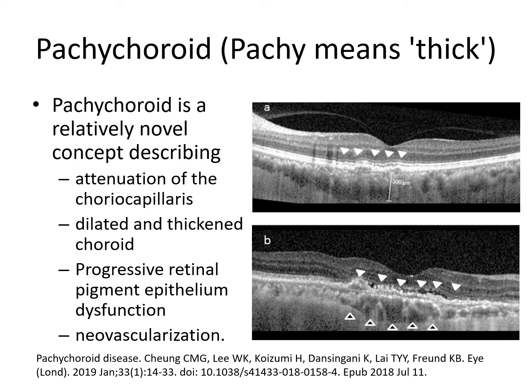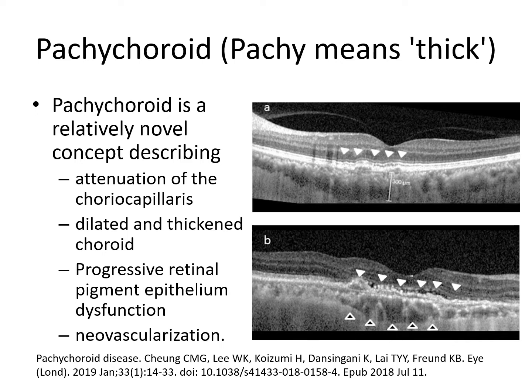So normally the choriocapillaris, which can be seen in this part which is away from the fovea, are absent in this particular area. Same is happening here.